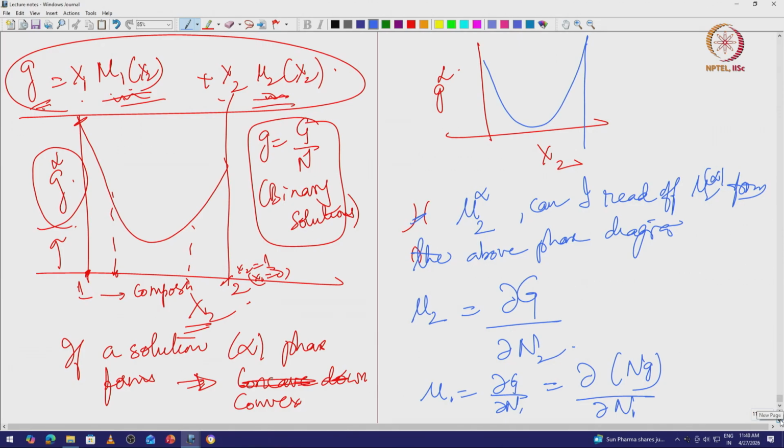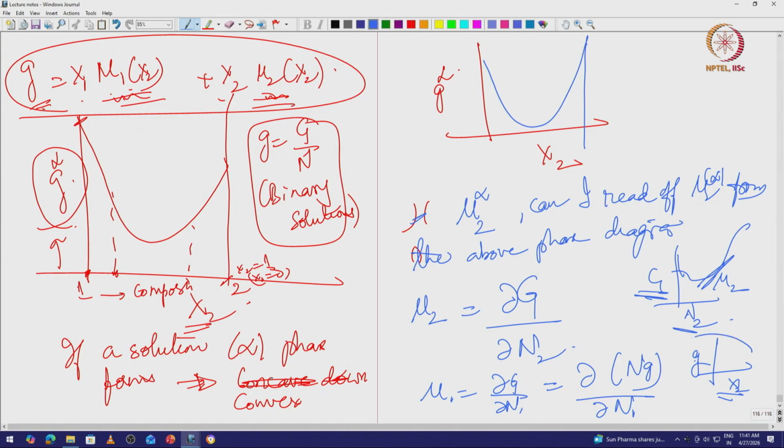So if I have a plot of G versus capital N1 or capital N2, then I can just say that mu is the slope of that. For some curve which looks like this, I can say that mu 2 is just the slope of this. But I do not have a curve of G versus N2, I have a curve of small g versus x2, and I am saying that small g is just dependent on x2, it is not dependent on n, but capital G is dependent on capital N.